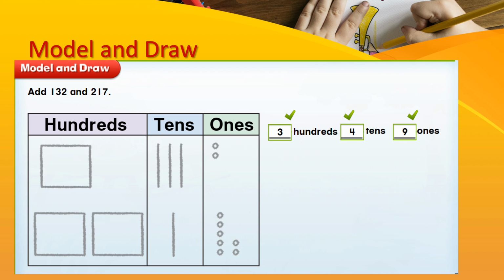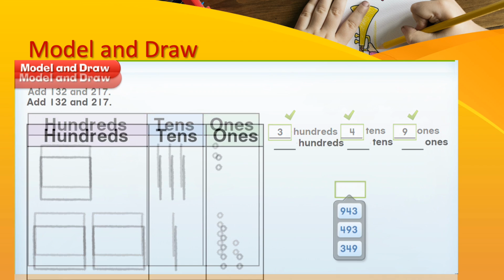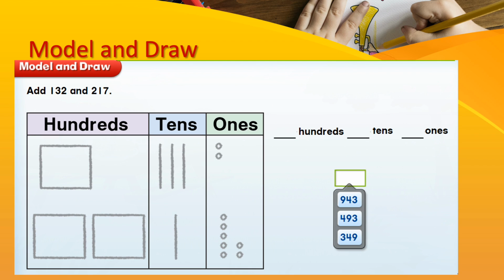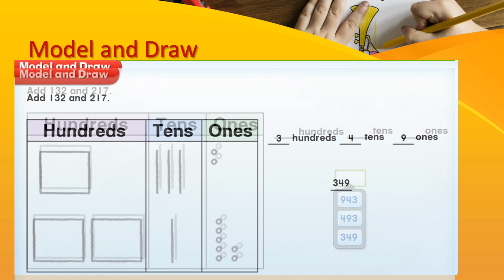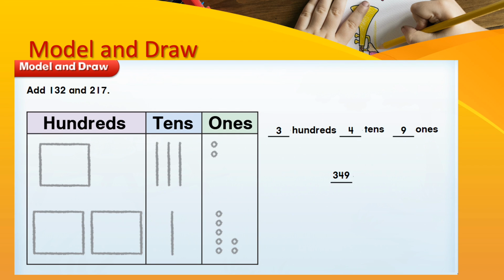Excellent. Most of you gave me the right answer. We have 3 hundreds, 4 tens and 9 ones. So if we have 3 hundreds, 4 tens and 9 ones, what is the number that you will make? You will say it as 349. Was this simple or no, children? Very good. Let's move further.